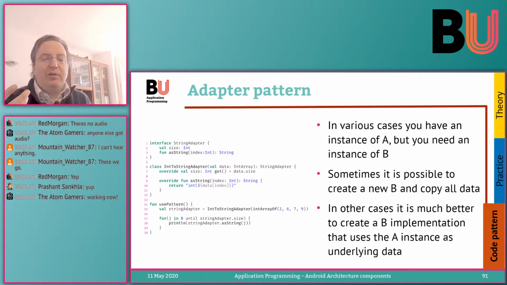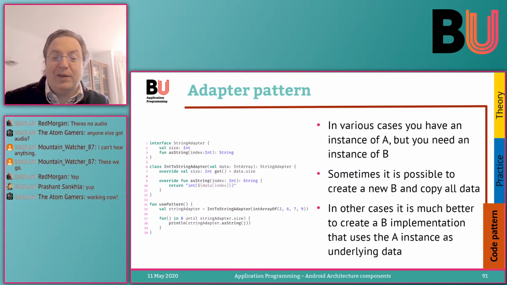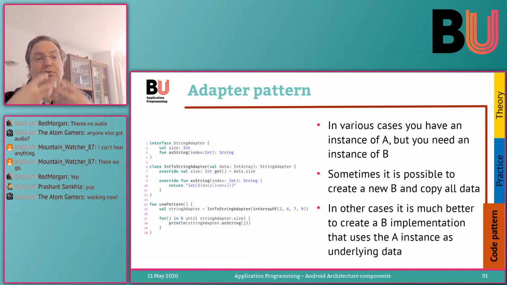The adapter pattern is basically when you have an object with one interface, and you want it to behave like another interface or fit into a certain API that needs a certain interface. In this case, we're adapting to strings. But if you use a recycler view, you can have an interface that adapts into a list of items.